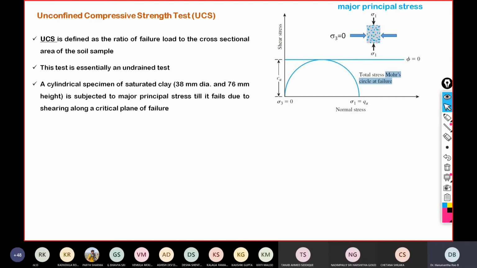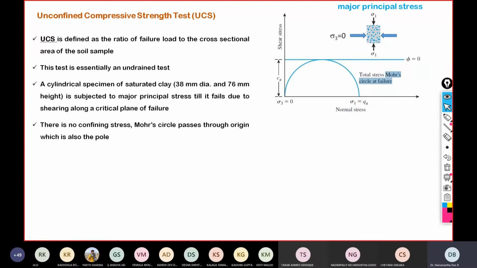Here a sample of 38 millimeter diameter and 76 millimeter height is prepared, and the same sample is subjected to some kind of vertical stress or axial stress until the soil sample fails. The final stress at which the soil sample fails is called the maximum compressive strength. Here there is no confining stress, which means sigma 3 is 0.